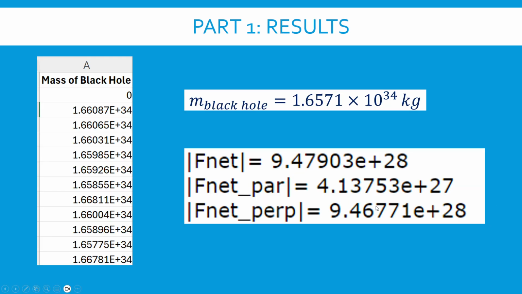For our results, I found that on average, the black hole had a mass of 1.66571 times 10 to the 34 kilograms. And here are the values of F net parallel and F net perpendicular. You can see that throughout the entire run, F net parallel was much lower than F net perpendicular.